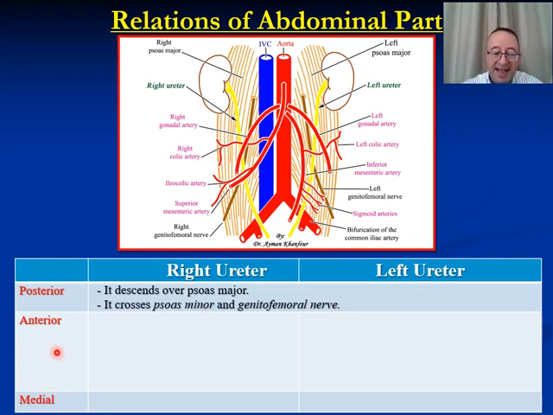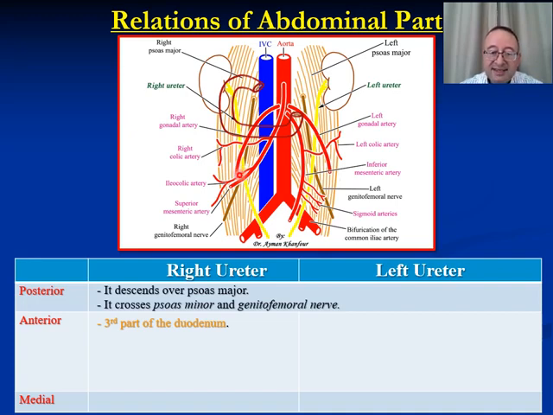Now we have reached the anterior relations. Can you see what I'm doing by my hand? This is a C-shaped curvature. It represents the duodenum. This part of the duodenum is called the third part, which lies anterior to the right ureter. As we see from the diagram, look carefully at this area, you will see the duodenum. So this is the third part of the duodenum. It lies anterior to the right ureter.